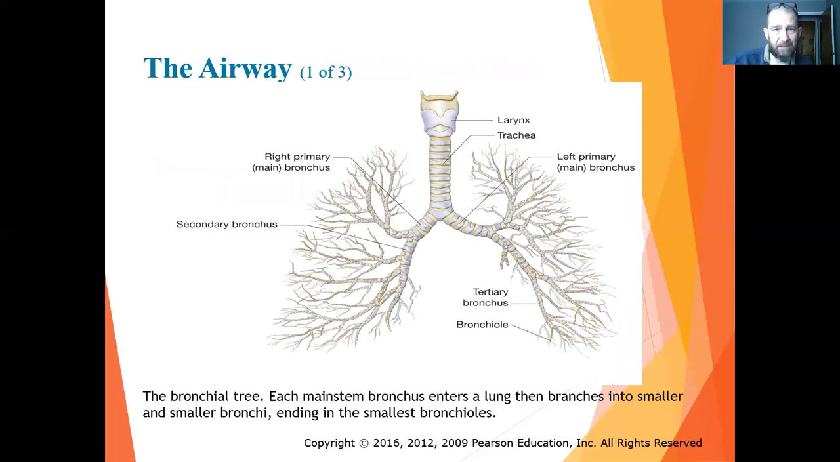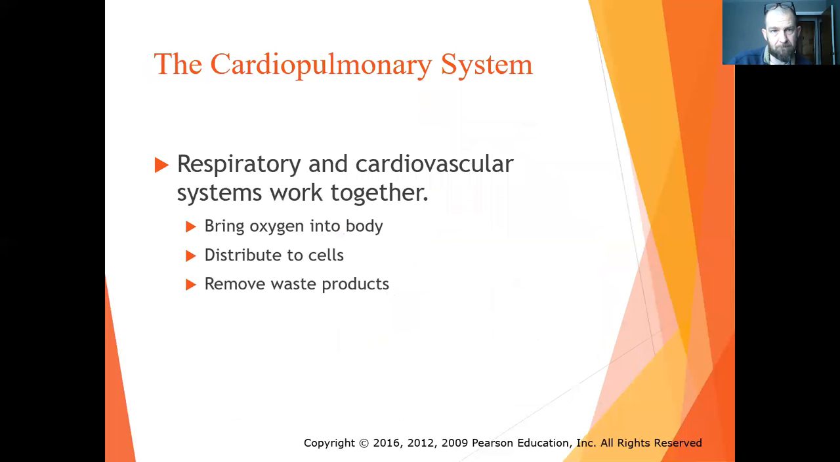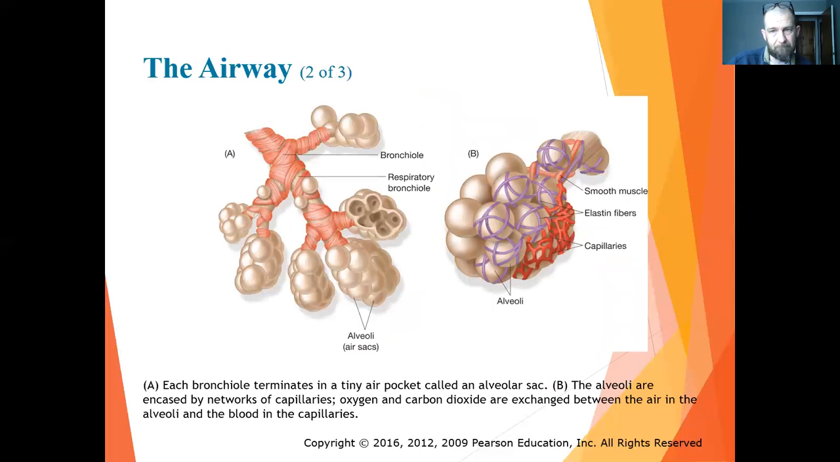All right, we know the parts of the airway. The upper airway is everything above the cricoid cartilage, and the lower airway is everything below the cricoid cartilage. And then we know our alveoli, our bronchioles, wrapped in smooth muscles. We know about this.